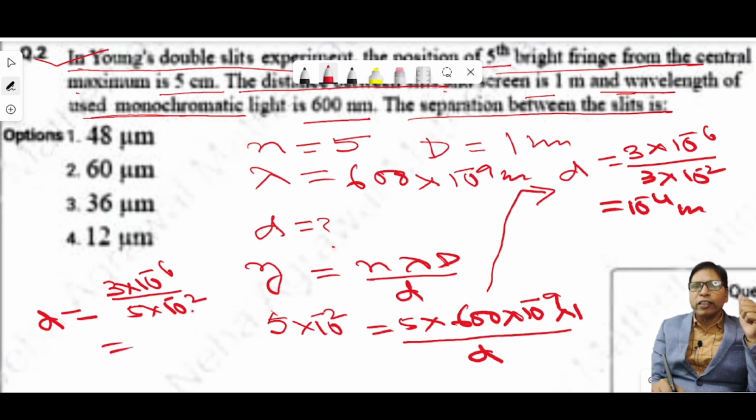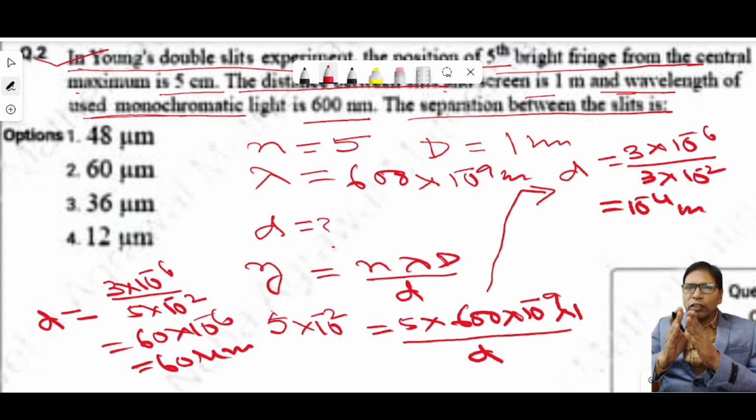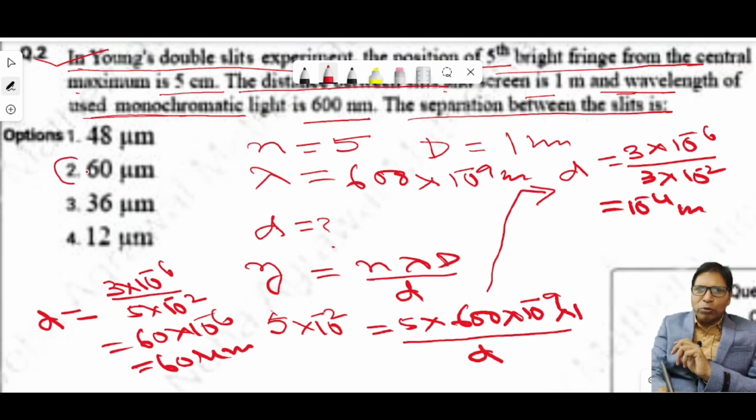Therefore, this is 300 by 5, so this is 60 into 10 to the power minus 6. Therefore, 60 micrometer is the distance between the two sources. So option 2 is correct.